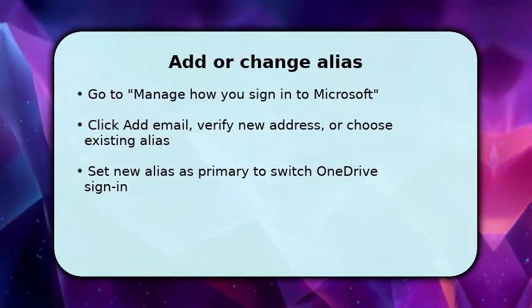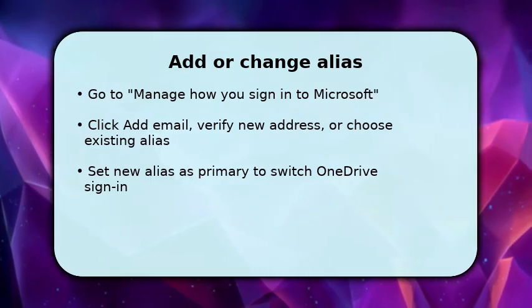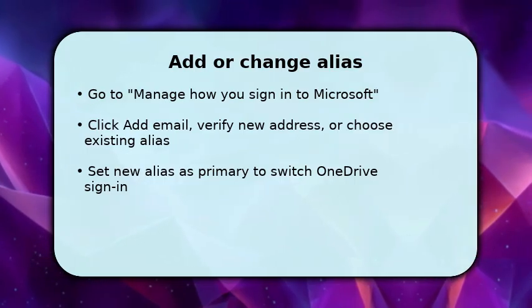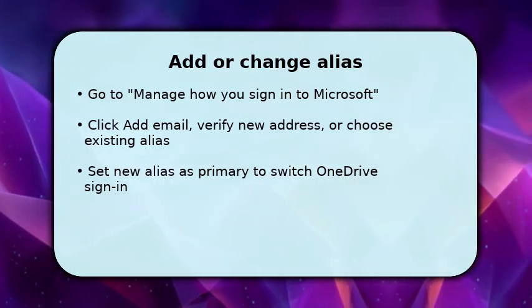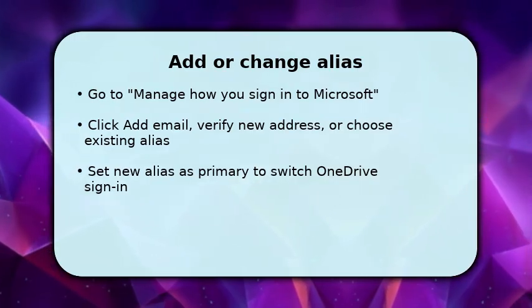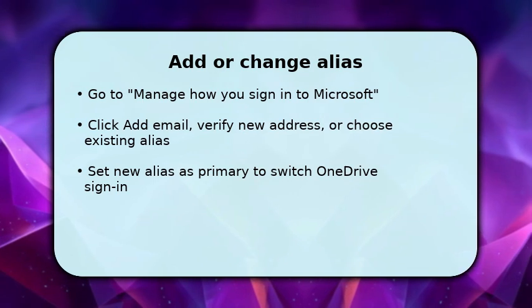Once you add the email, verify it by entering the code Microsoft sends. After verification, select Make Primary to change which address is used for sign-in. Make sure to leave at least one verified recovery option. This sequence updates your Microsoft identity and therefore changes how OneDrive recognizes your account.